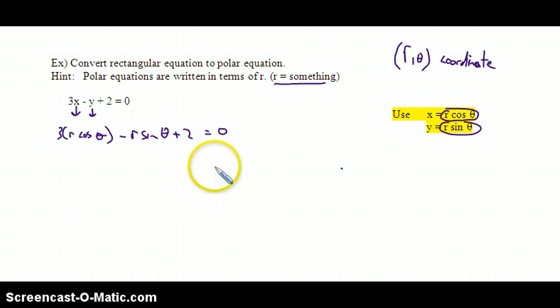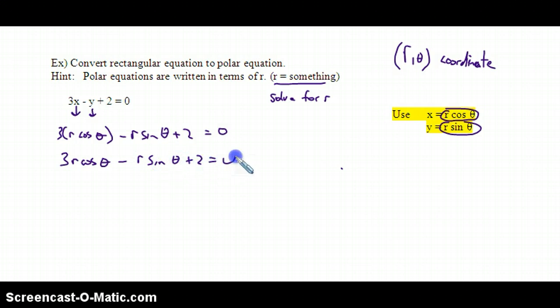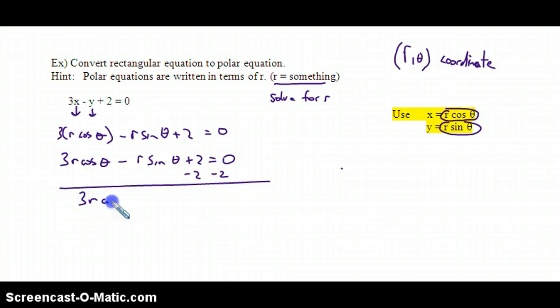Now my goal here is to be able to solve this equation for r. So that's where this r equals something comes in. In other words, it means solve for r. So first thing I'm going to do is multiply in the 3. Again, if I want to get the r by itself, right now I've got two different r's in my problem, and I can't combine them together because one's a cosine and one's a sine. Let's get rid of the 2. So now I'd get 3r cosine of theta minus r sine of theta equals -2.